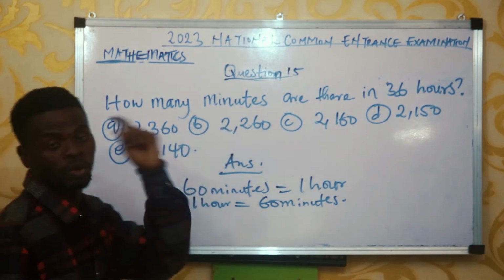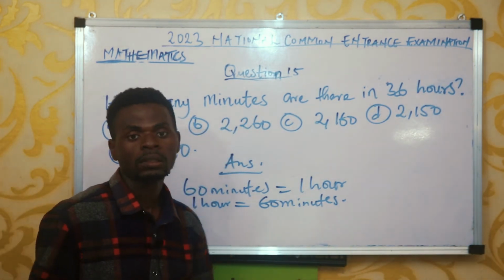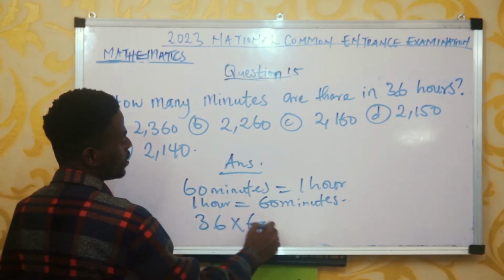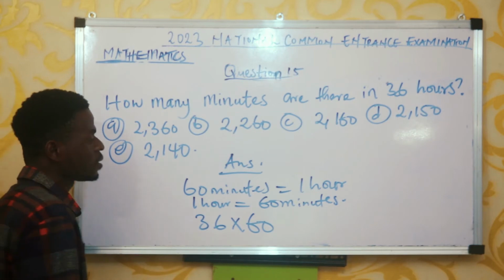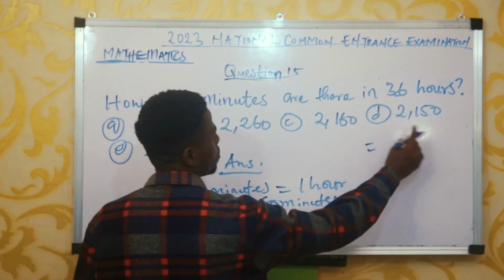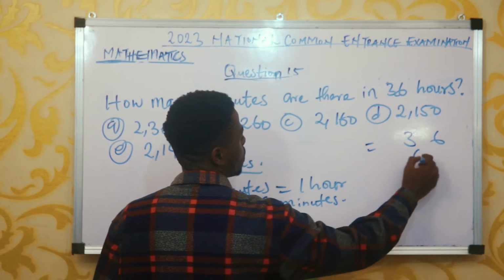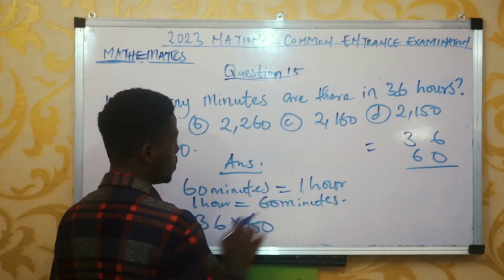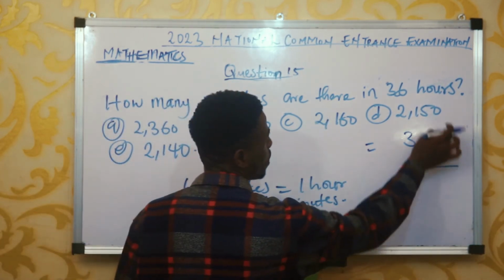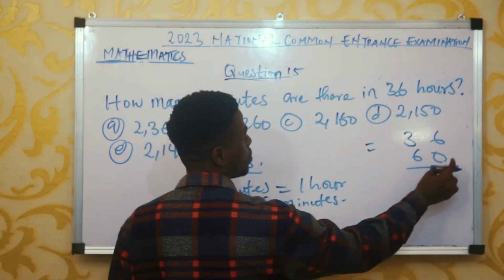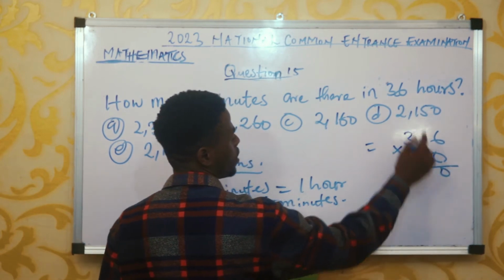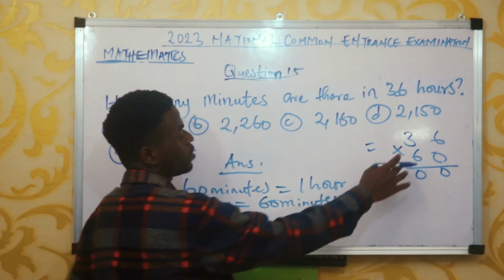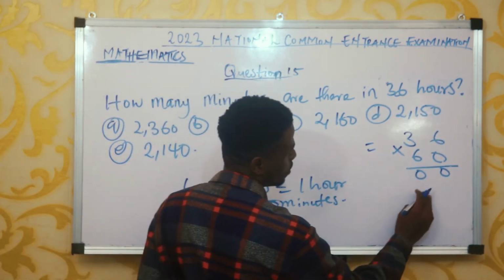So now in this case we have to convert 36 hours to minutes. So it means 36 times 60. Let's multiply. Let me show you here. 0 times 6 is 0. 0 times 3 gives us 0. Then 6 times 6 is 36. You put your 6 here, you put your 3 up here.